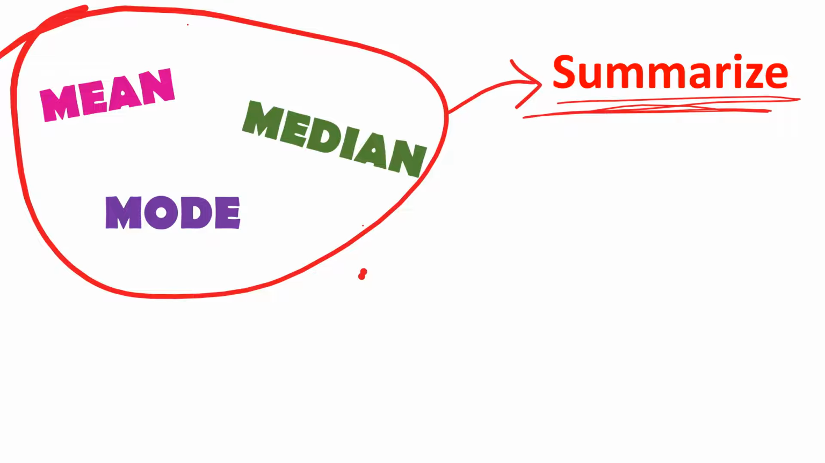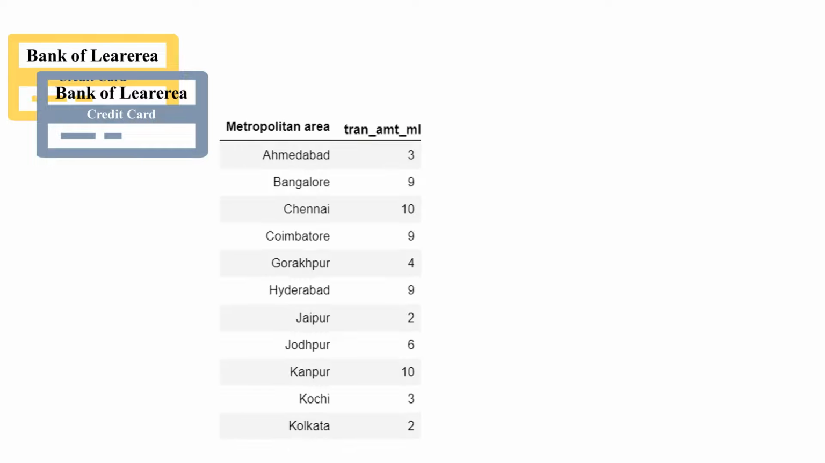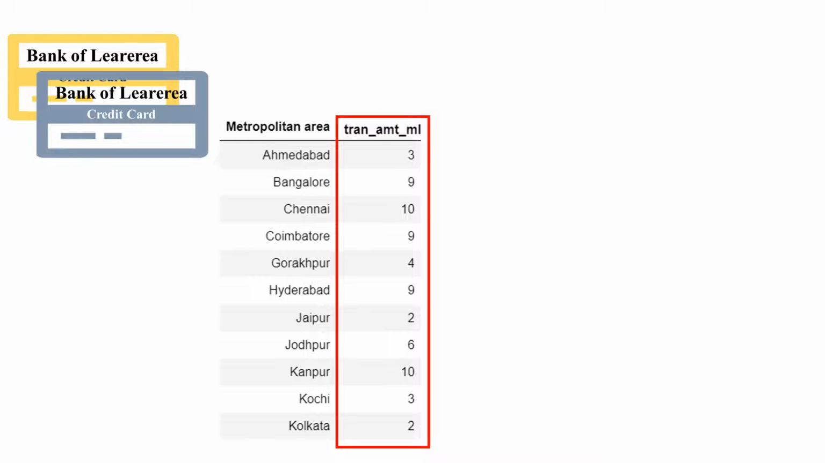For example, let's consider that you are working in a credit card company called Bank of Learnerea, right? And here you have been given the transactional amount data for 11 metro cities in India, and you are willing to summarize the data. So when it comes to summarizing the data, the first thing which comes to mind is mean. Exactly, and that you find, which is 6.09. So now you are saying that the average transaction amount is 6.09 for these 11 cities in India, right?